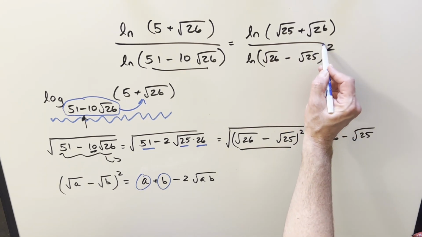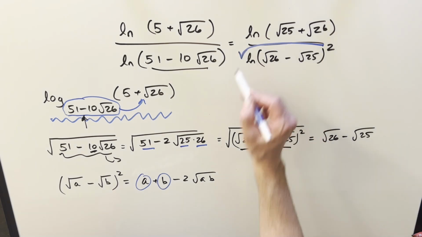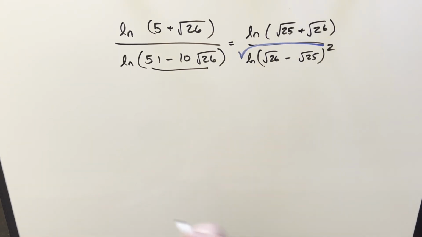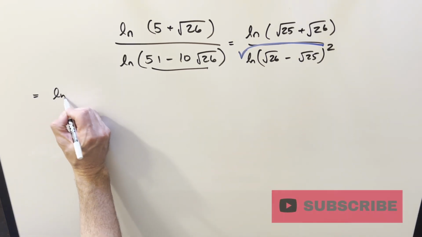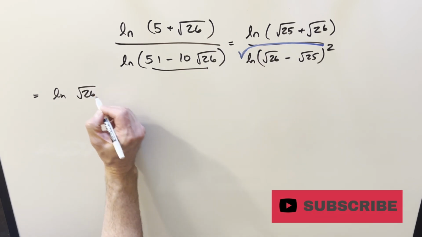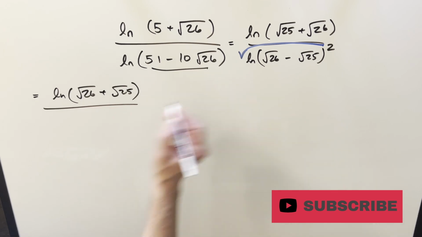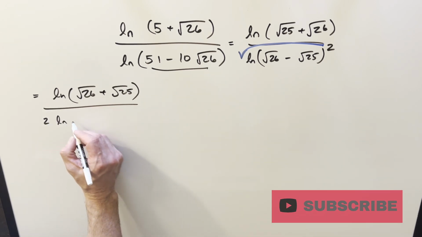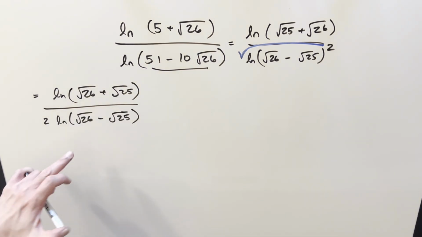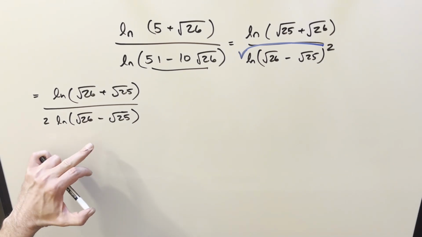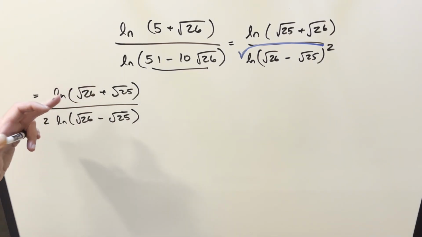But then by exponent properties, I can bring this out front of the logarithm. So now when I rewrite it, let me reorder it now. First the numerator I'll write as square root of 26 plus square root 25. And then the denominator, I'm just going to write it with the 2 out front like this. And now at this point, we're almost done, but the only problem is we don't have the same sign. If this was a plus here or this was a minus, we would just cancel it and have 1/2, but it's not quite set up that way yet.